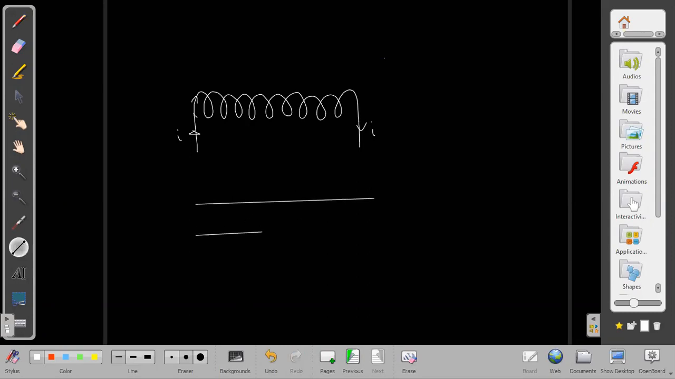This is a common way you will see the solenoid represented. Current is entering here, coming out here, coming out here, dot. Okay, as many crosses, that many dots.